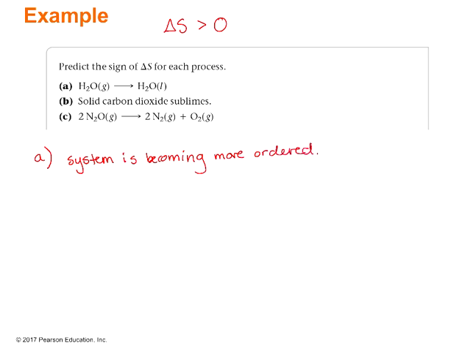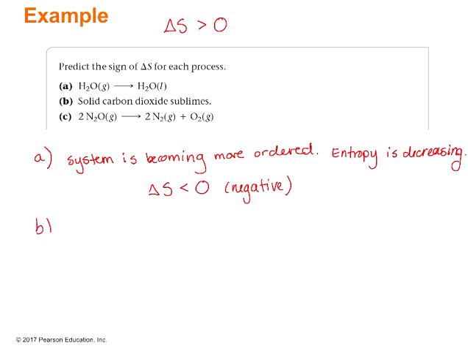So that means that entropy or disorder is decreasing. So if entropy is decreasing, would delta S be positive or negative? Entropy would be less than 0, or negative. So as the system is becoming more ordered, we're going to see a decrease in entropy.